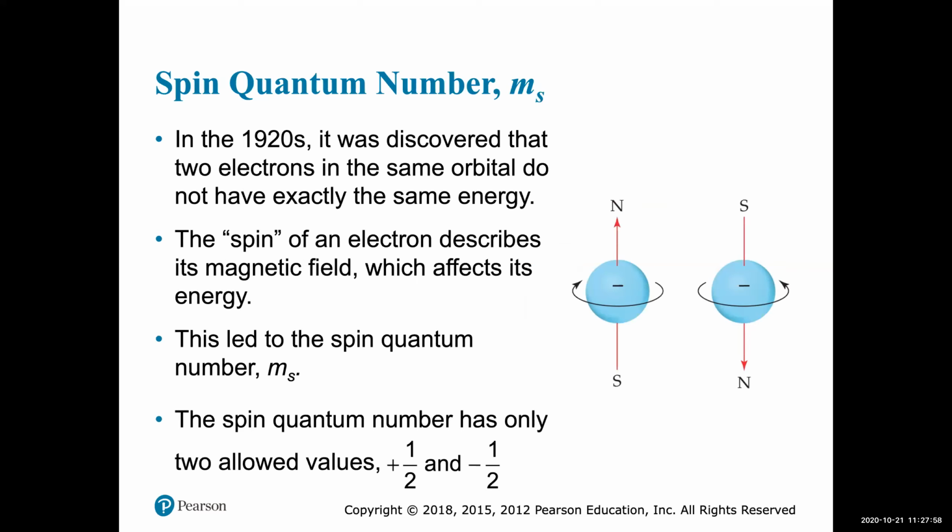So we said there were 3 quantum numbers, and actually there are 4 quantum numbers. There's a 4th one called the spin quantum number, m sub s, and that describes the spin of an electron when it's placed in a magnetic field. And so the magnetic field affects its energy. And so this spin quantum number is either +0.5 or minus a half.